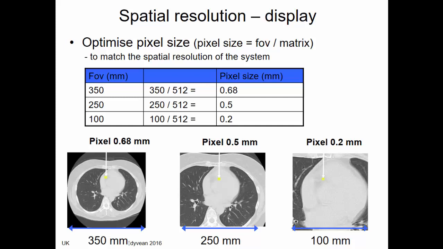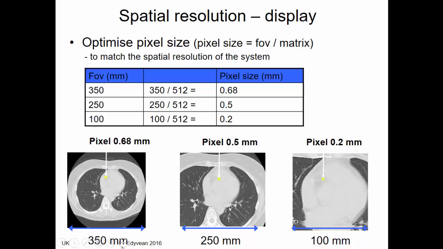So probably what you want to do to match the spatial resolution of the system is to do a reconstruction at a smaller field of view, say 250mm. Now you could go down to 100mm, and that will give you pixel sizes of 0.2mm. That may take you below the intrinsic resolution of the system, so you may just not be gaining anything. But it's just something to be aware of. Certainly if you want high resolution, you won't be able to see it at a 350mm field of view.